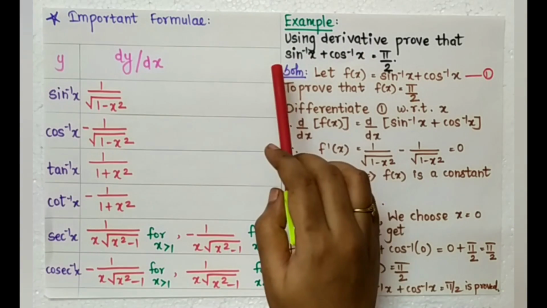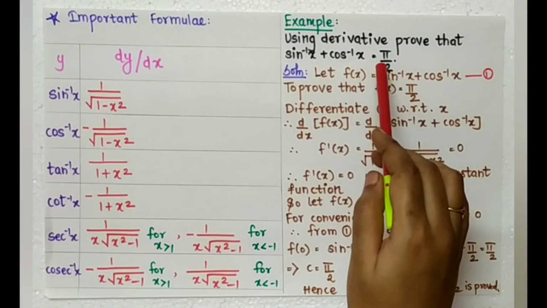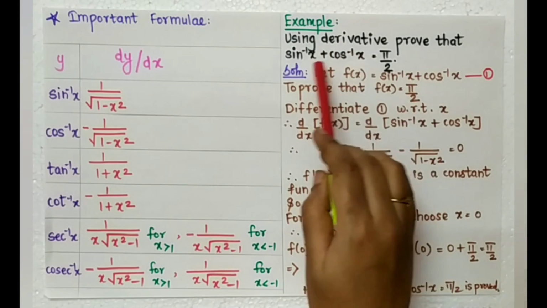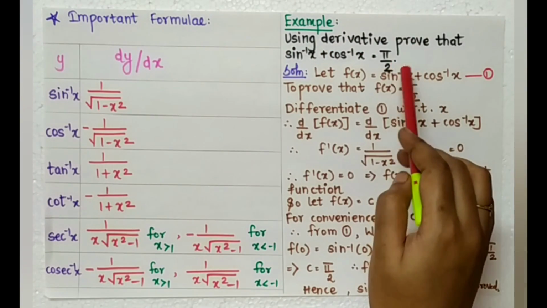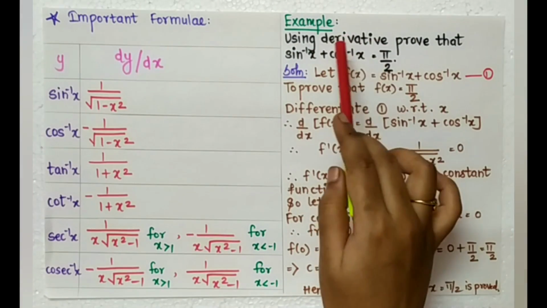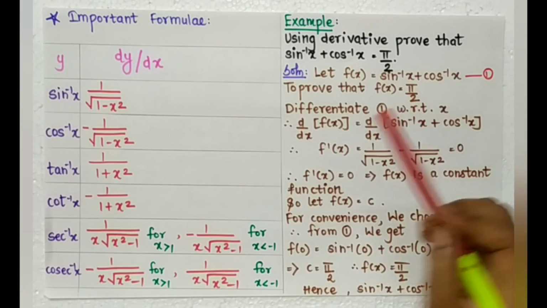Whenever you add sine inverse x plus cos inverse x, it should give you pi by 2. That is, for some values of x, you will get pi by 2. But you need to derive it using the derivative. So let us see how to go about it.